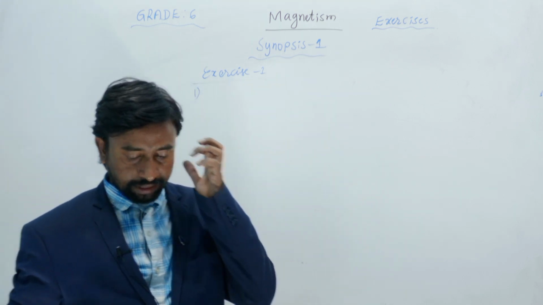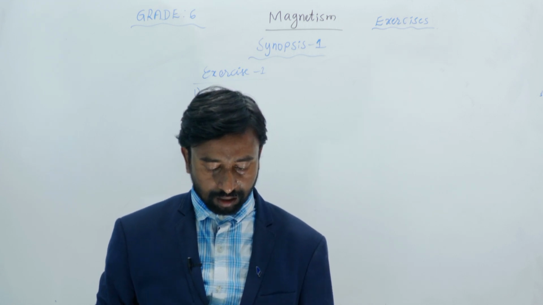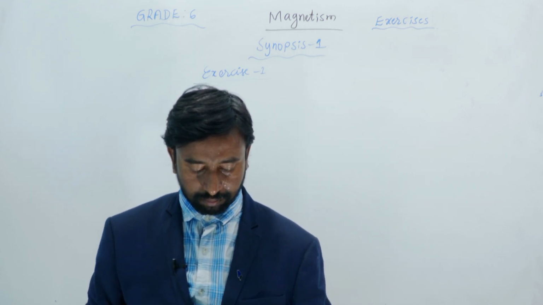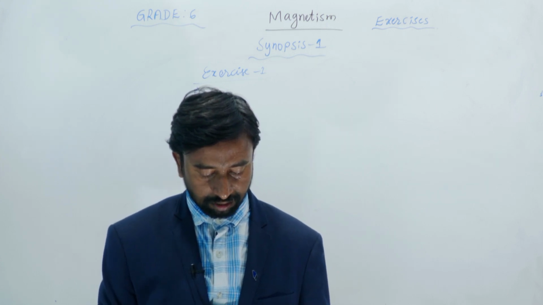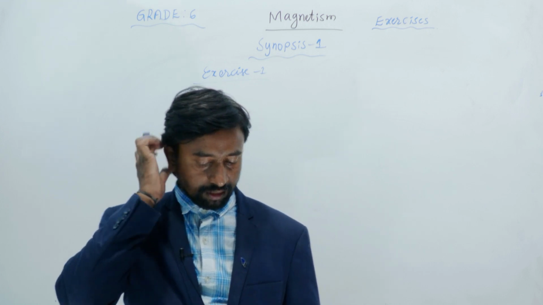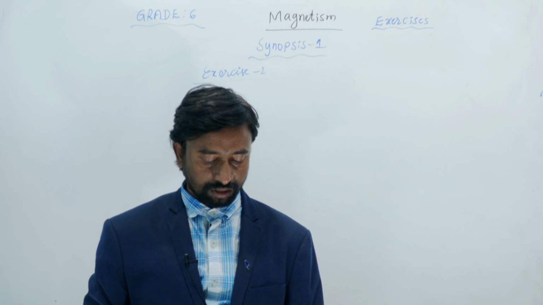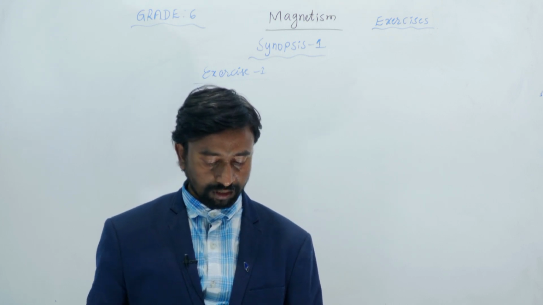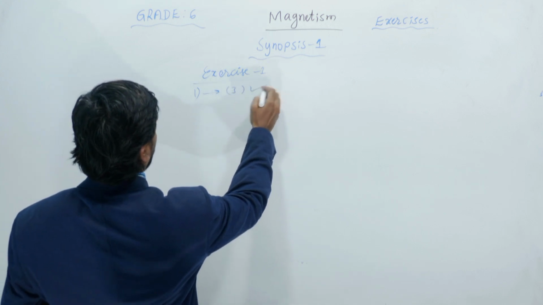We do not use natural magnets in various devices because they are brittle and cannot be shaped, they have very weak magnetic strength, both 1 and 2. Okay, they are brittle, so both 1 and 2 we can write here. So the first one is option 3, both 1 and 2.